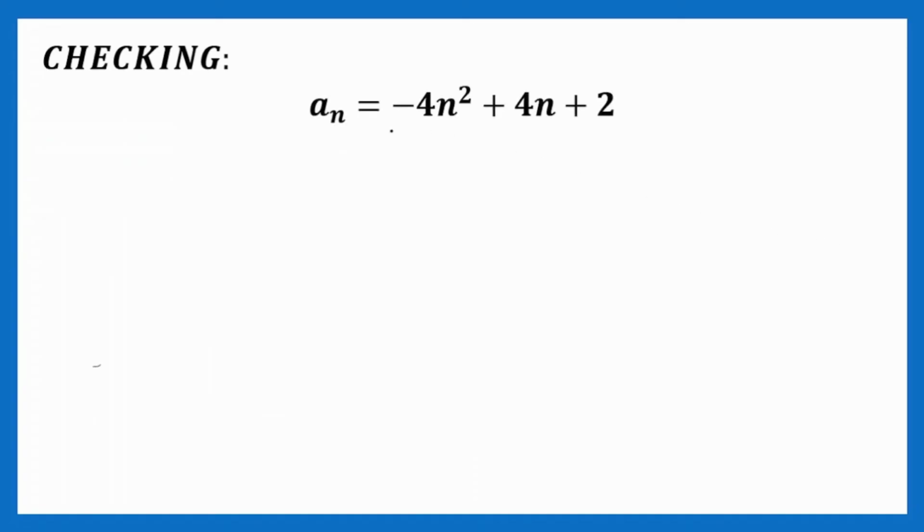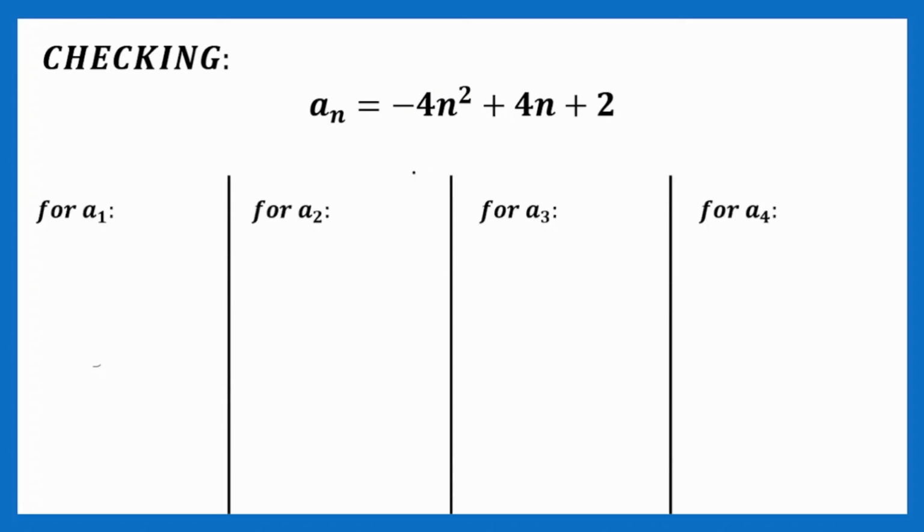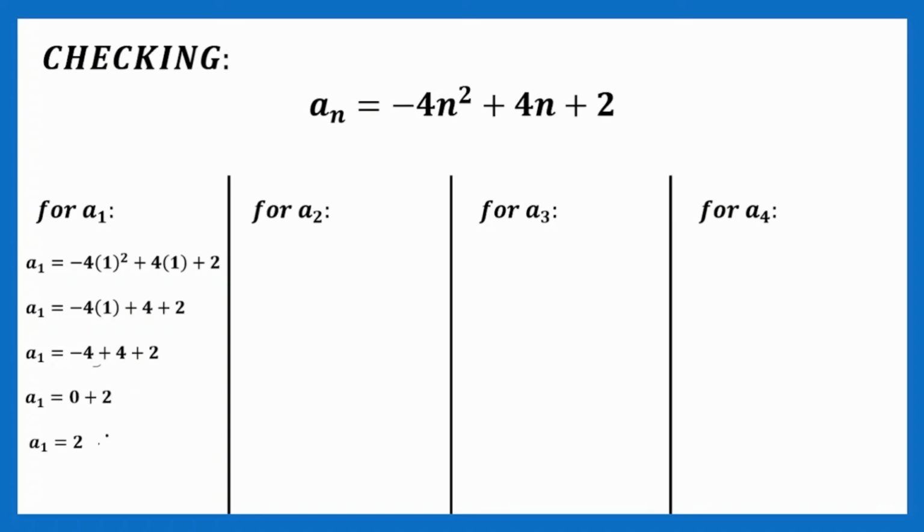Ayan, so checking natin, ganito. So, gamitin natin yan to solve for A sub 1, A sub 2, A sub 3, A sub 4. Ayan. So, kapag A sub 1, palitan lahat ng 1. Ito muna ang isolve. 1 times 1 is 1. Tapos 4 times 1 is 4. Magiging ganito. Negative 4 times 1 is negative 4. Bring down, bring down. Negative 4 plus 4 is 0. So, 0 plus 2 is 2. So, nakuha natin yung una.